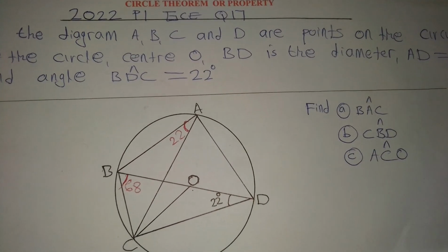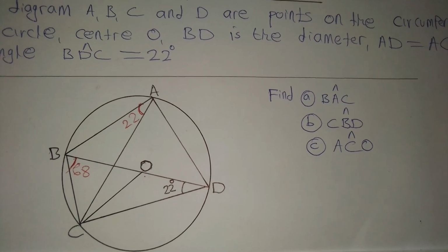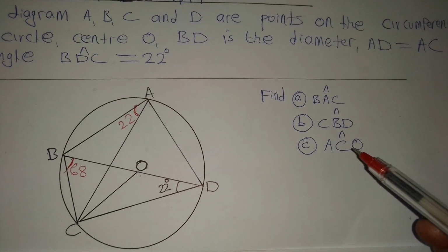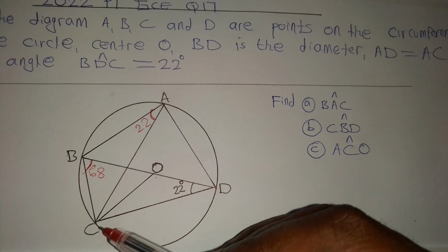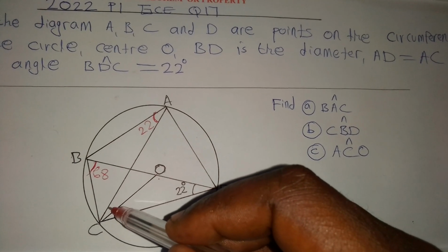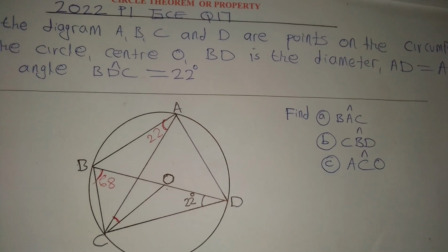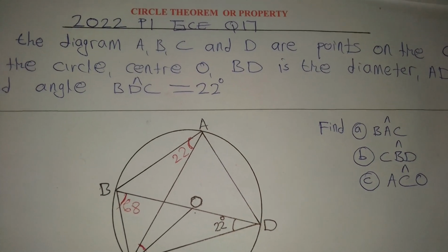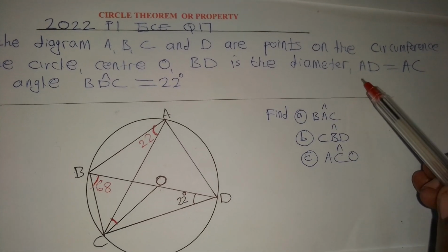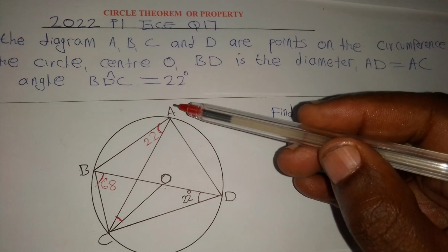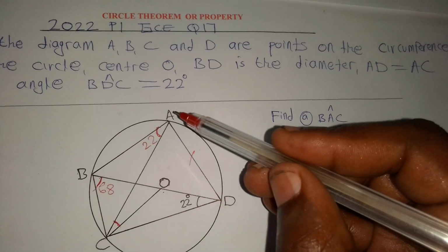We continue solving. So C, we find the angle ACO. Let's follow the letters, AC, you see that, then O. Which means they want this angle which is here inside. So this is the angle that they want. Now there was extra information given here. They're saying AD is equal to AC. You see that? It means this AD is equal to AC.